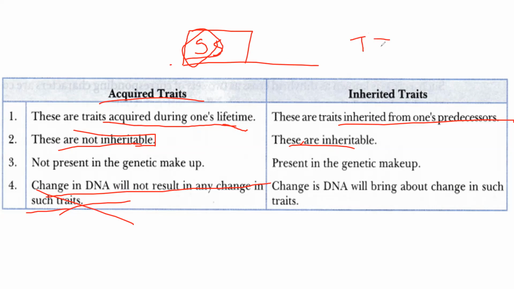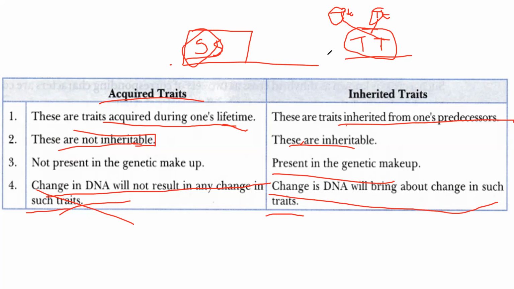On the other hand, inherited traits. Let's consider a tall plant. It is inherited from predecessors. For example, when you are selfing capital T, small t, you're getting capital T. So it is inherited from predecessors. These are inheritable. Over here, you can see these two are coming from the parents, and it's present in the genetic makeup. So this is a genotype. This is the genetic makeup. I'm just giving an example over this. And a change in DNA will bring about such a change in traits. We did the cross, right? When you're crossing this, you get this. And when you're selfing this again, you're getting this.